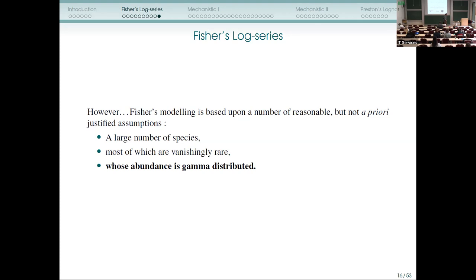But where I want to go for the rest of the time that I have today is a deep dive into what I like to do. If Fisher is statistics, I have a more statistical physics point of view. Are there any physicists in the crowd here, or people who did some physics? Cool, okay.